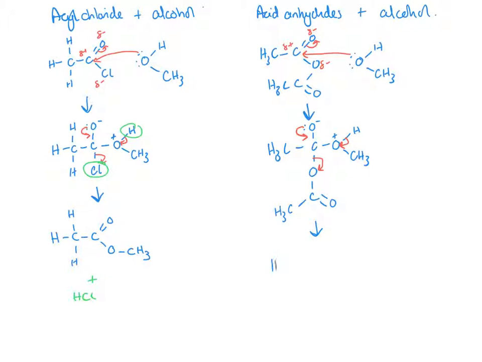And let's draw what we've ended up with. So in exactly the same way as the acyl chloride, we've ended up with an ester. It's the second product that's going to be different. So we've got that, and we've got this left over. If we put those together, we're going to end up with another carboxylic acid. So instead of the hydrogen chloride, we've got a carboxylic acid again.